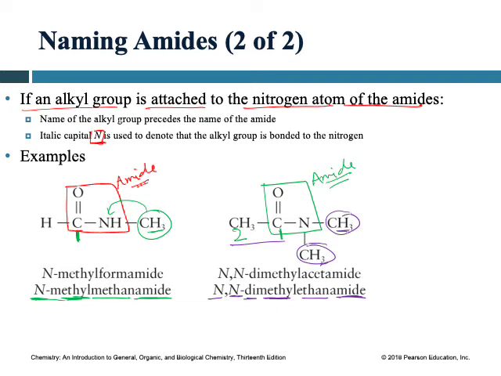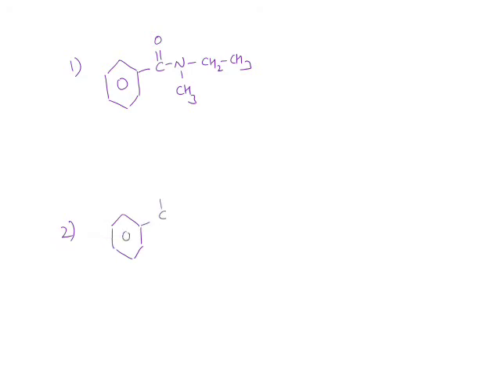So let's take one more example. If you have benzene, and you have C double bond O N, you have CH3, and this is CH2 CH3. So this is your first question. Let's do the second one. Again this is your benzene ring, it's C double bond O, you have NH CH3, then you have CH3 in here. So let's try to solve these two compounds and name them.